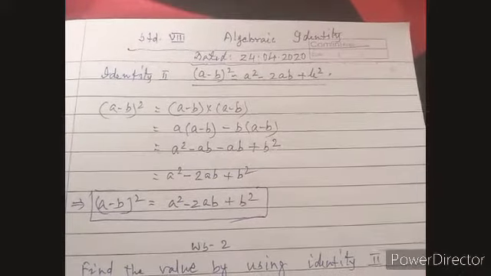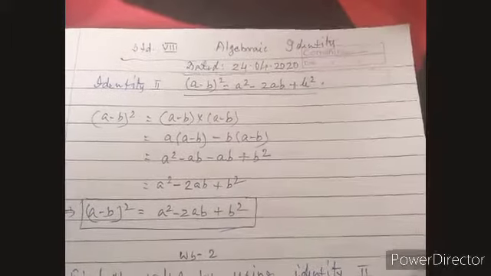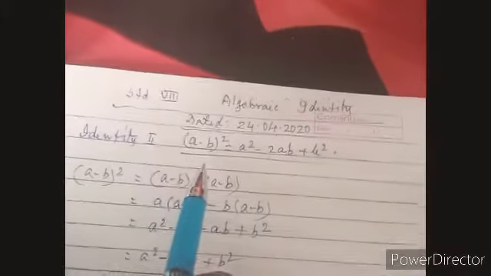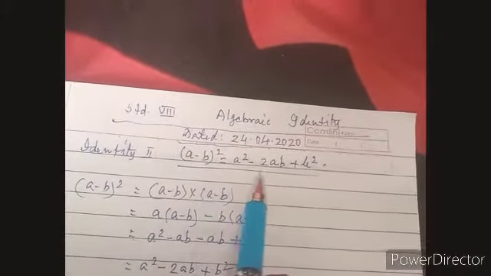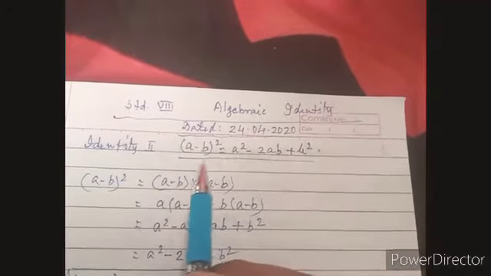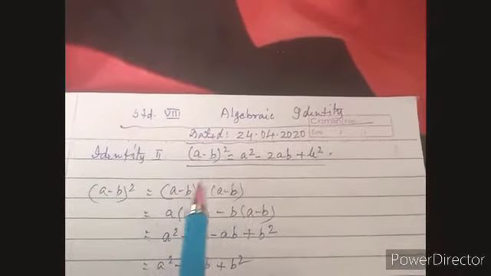Now, today, algebraic identity number 2. It is (a minus b) whole square is equal to a square minus 2ab plus b square. Here you may see its proof. How this identity has been established.